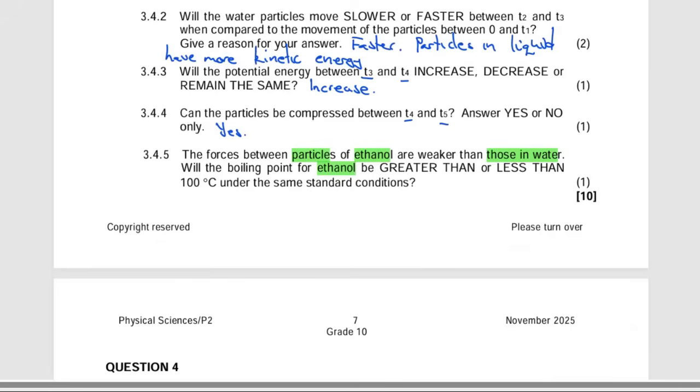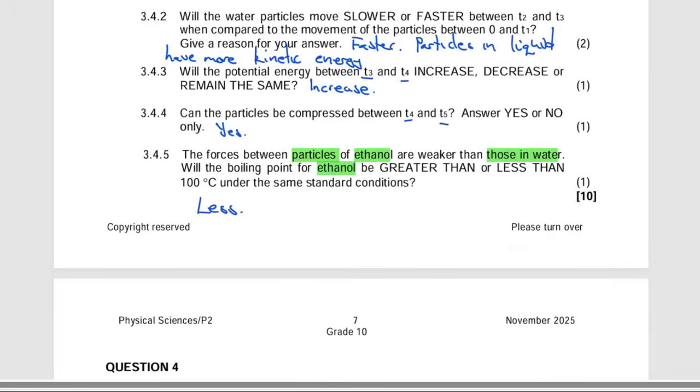So now we should know that the forces between the particles of ethanol are weaker. If they are weaker, will the boiling point of ethanol be greater than? No, it's going to be less than. Because it already says the forces between ethanol particles are weaker than those in water. So the boiling point is going to be less than 100 degrees. Under the same conditions, ethanol is going to boil at a temperature that is less than 100 degrees.